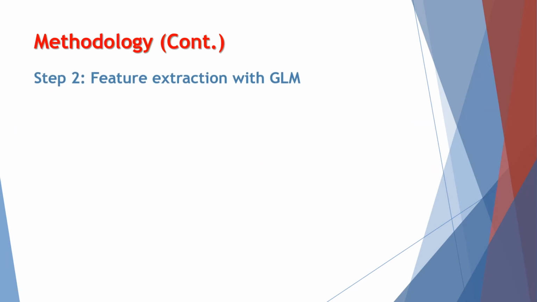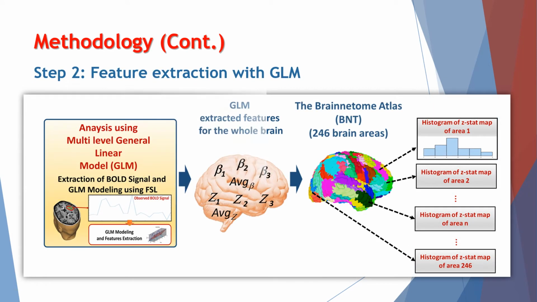This is a more detailed explanation of the second step in our framework, which is feature extraction using GLM. The output of the pre-processing step is a BOLD signal for each brain voxel.